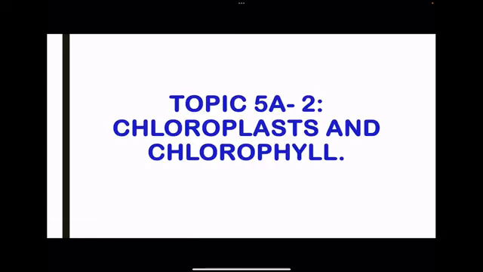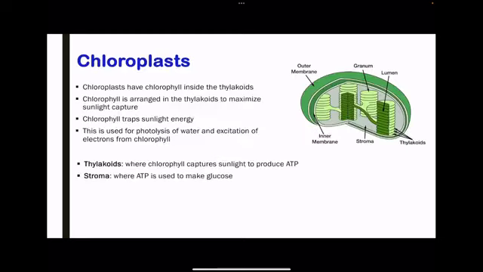Next, we look at topic 5A2. Here we're going to be focusing on chloroplasts as well as chlorophyll. Chloroplasts are organelles that contain chlorophyll. So here, of course, we can see the structure. We have the outer membrane. You can see on the outside there is an inner membrane. And then we have the stroma inside here.